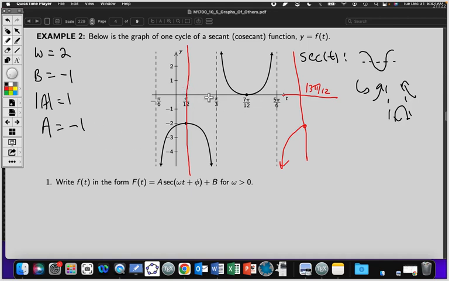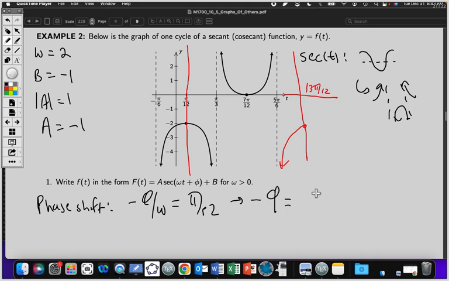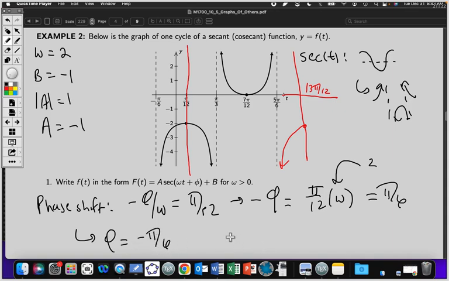And this also tells me my phase shift. So the phase shift in this formulation would be pi over 12. So minus phi over omega is pi over 12. So minus phi would be pi over 12 times omega. I know that omega is 2 because the period is only pi. That's pi over 6. This gives me that phi is minus pi over 6.